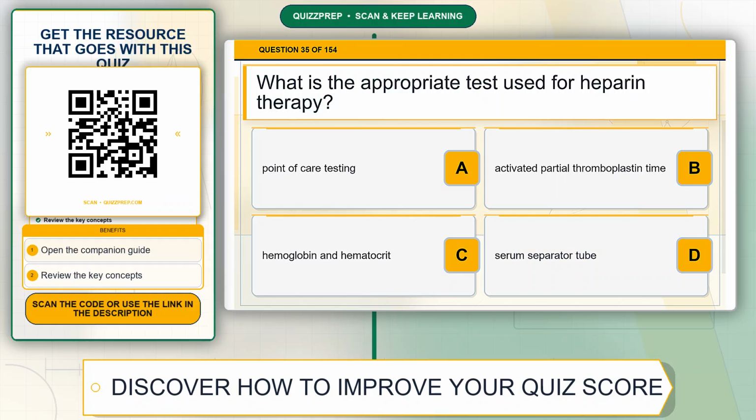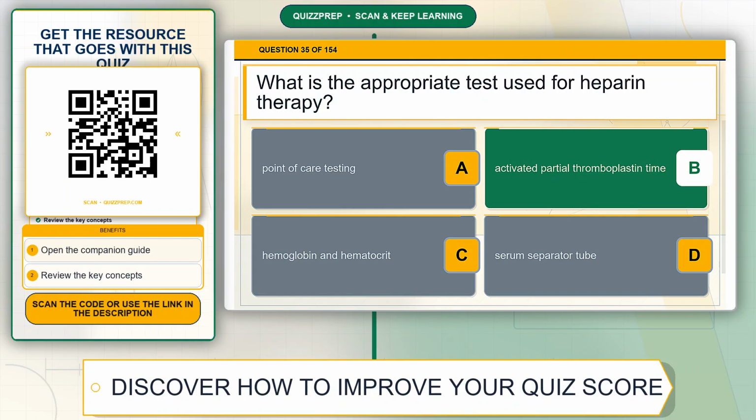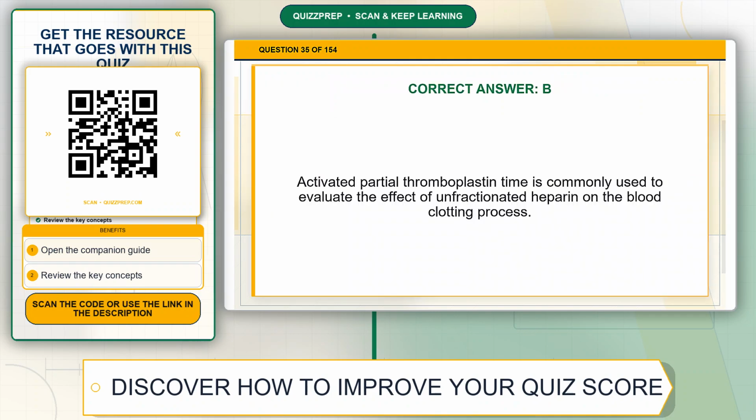Question 35. What is the appropriate test used for heparin therapy? Option A, point-of-care testing. Option B, activated partial thromboplastin time. Option C, hemoglobin and hematocrit. Option D, serum separator tube. The correct answer is option B, activated partial thromboplastin time. Explanation. Activated partial thromboplastin time is commonly used to evaluate the effect of unfractionated heparin on the blood clotting process.